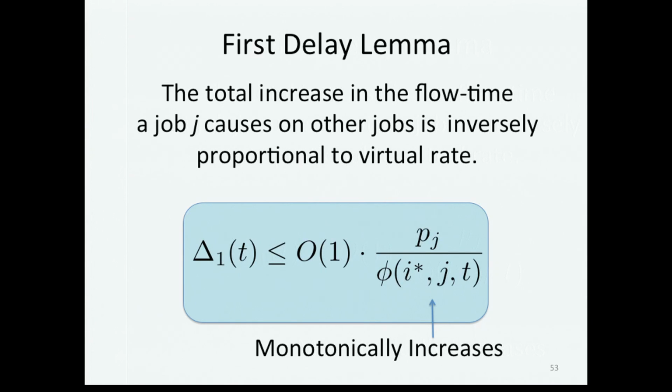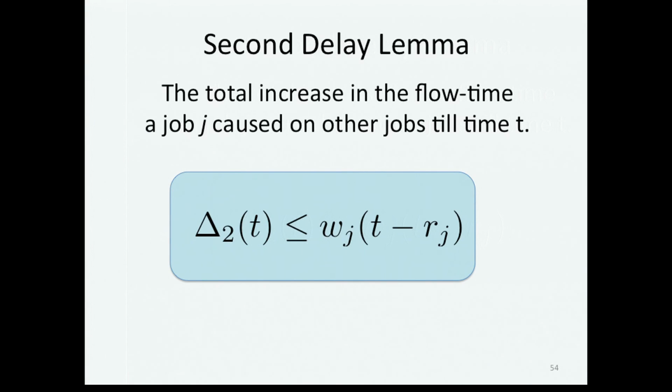And the proof of this crucially uses the monotonicity of the phi function. Okay, and the second term we need is the delta 2 of t, which is basically the total increase in the flow time the job has caused till now on other jobs till time t. You fix a time t, then you look at all the previous time steps, and you see how much this job slowed down the other jobs. Okay, and we show that delta 2 of t is at most wj times t minus rj. And both of these proofs need the monotonicity of the phi function.